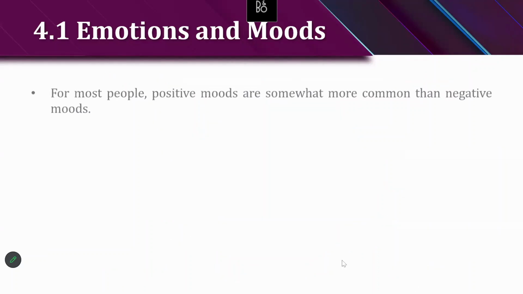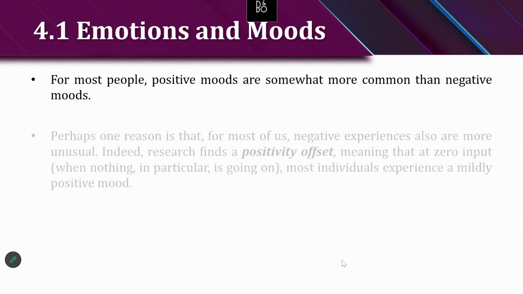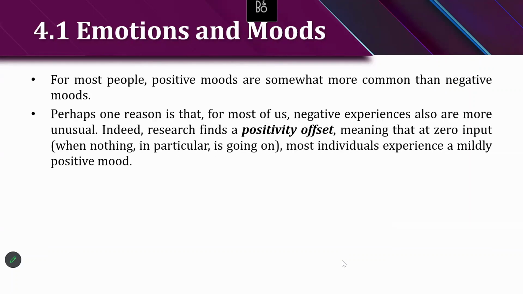linked to one another. Okay, so another thing is, as we already saw, we cannot be in a neutral state in terms of emotion. We should at least experience one emotion. We cannot experience both emotions at the same time, and we cannot be in a neutral situation. If we are not experiencing any emotion, that is a non-emotional state. Perhaps positive moods are somewhat related to more common negative moods, and one reason is that most negative experiences are also more unusual. Okay, so indeed, research finds a positive offset.